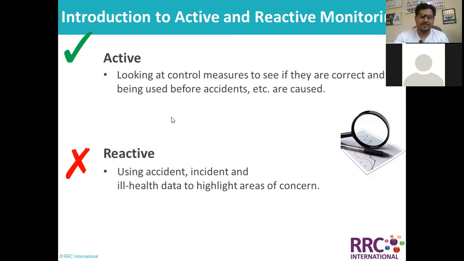So I hope it will give you some idea how we can be active safety leaders rather than reactive safety leaders. The industry is also looking for active safety leaders, who can presume and assess the risk in advance and put the controls in place, so they can bring the chances of any incident or accident down to a very low level.